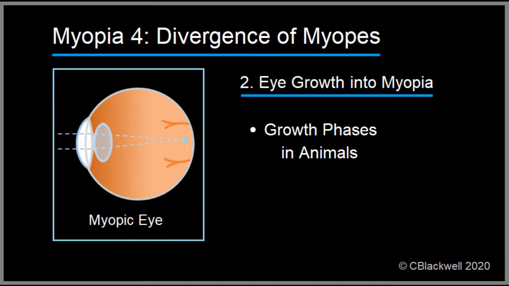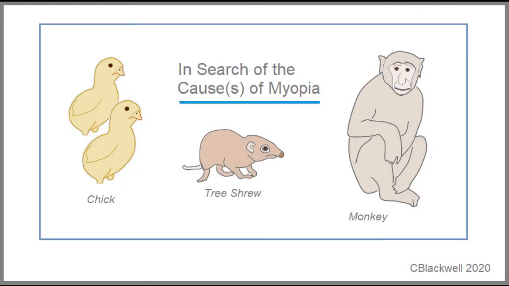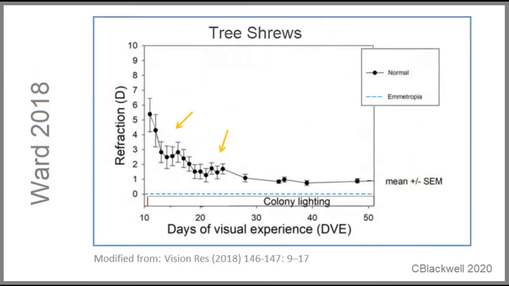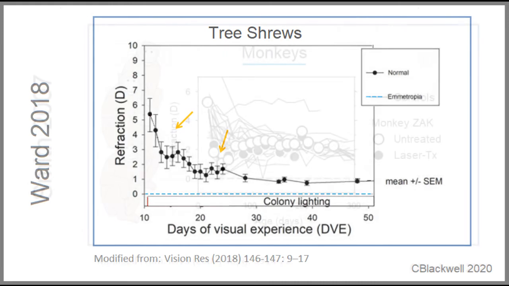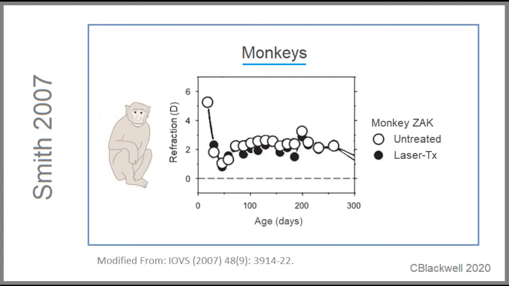To answer that question, let's start with a look at refraction in animals, particularly monkeys, for what they can tell us about normal development. In the previous video, we saw examples of how refraction changes in other animals early in life. In chicks, correction occurs within the first 3 months of life. In tree shrews, it occurs in the month after eye opening. And in monkeys, correction occurs mostly in the first 3 months, then holds stable. It's easier to see with a single typical monkey. This early correction is attributed to emmetropization.